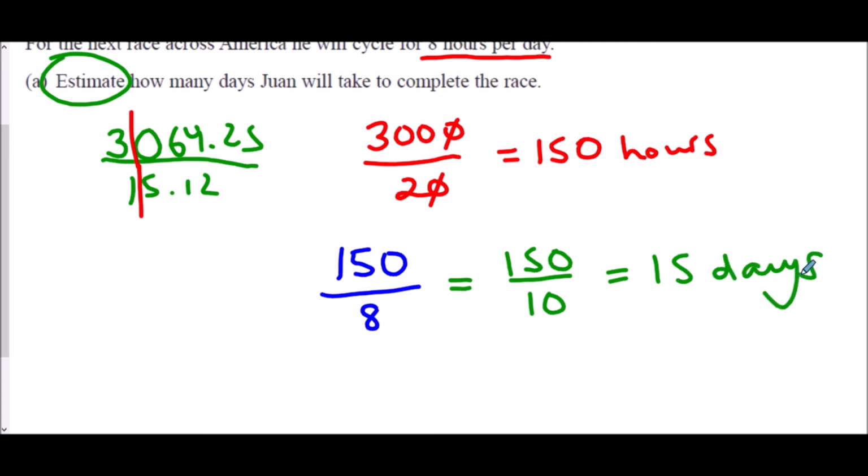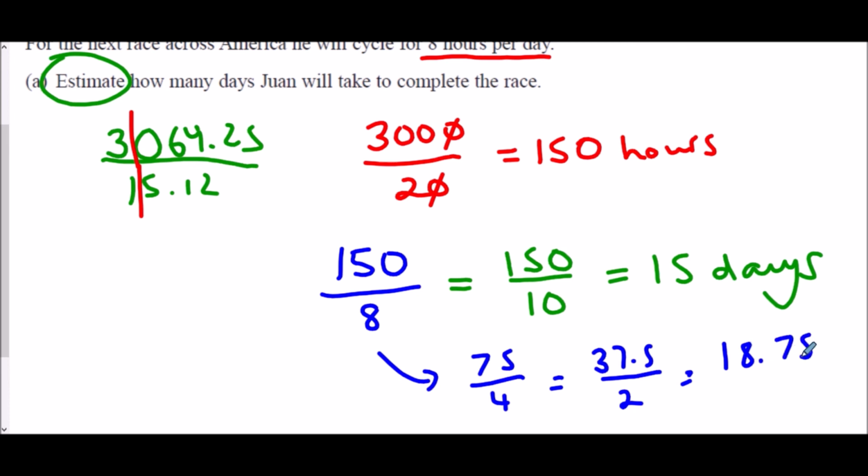That's a correct answer. It will be a correct estimate. We could also try 150 divided by 8. So that would be 75 over 4. It would be 37.5 over 2. It would be, let's look, 18.75 days.